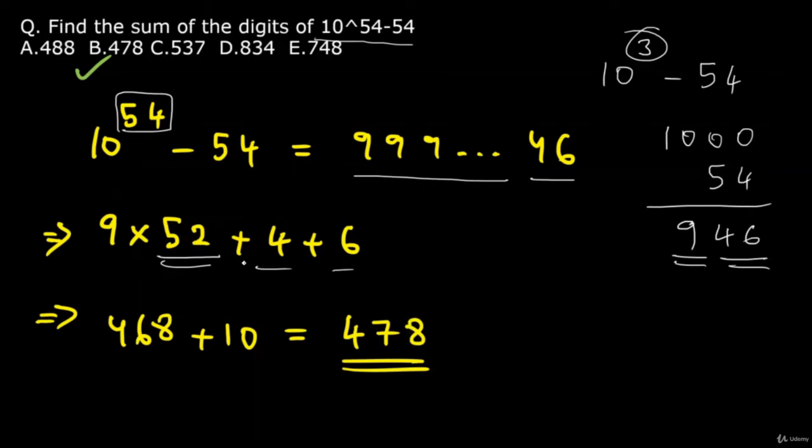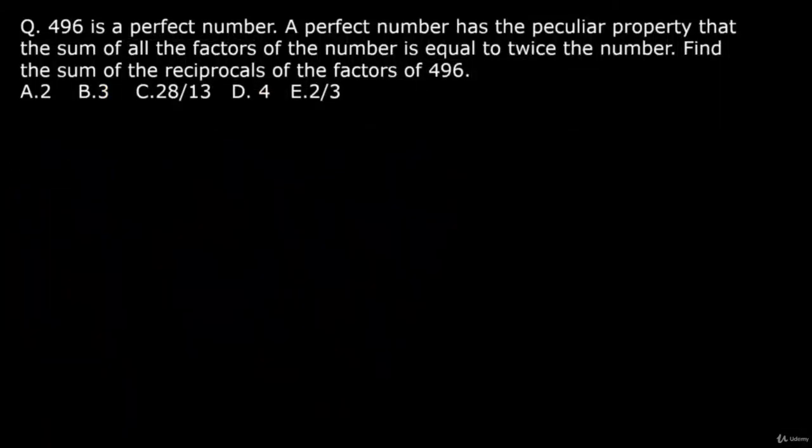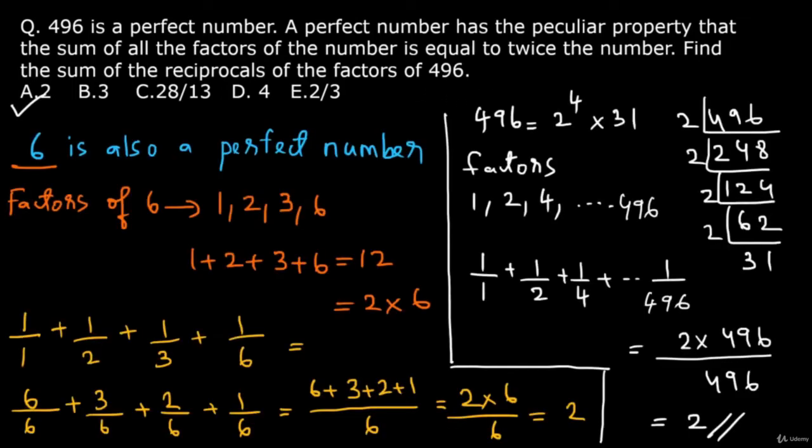All right, now let's move to the next question. The next question reads, 496 is a perfect number. A perfect number has the peculiar property that the sum of all the factors of the number is equal to twice the number. Now we need to find the sum of the reciprocals of the factors of 496. Alright, now what's the answer to this question? The correct answer is option A, that's 2 over here.